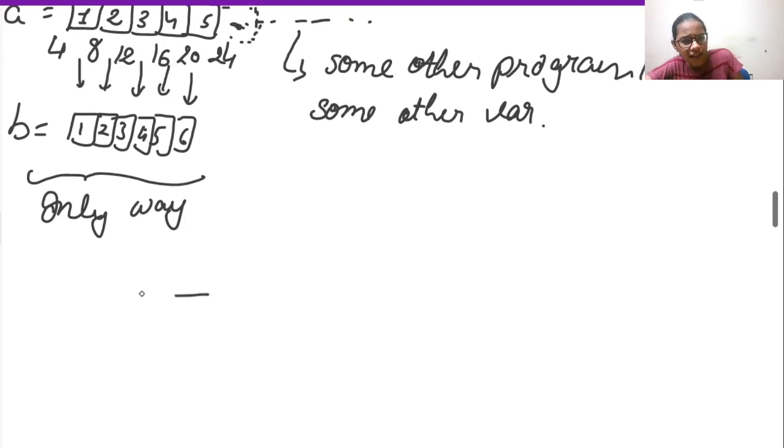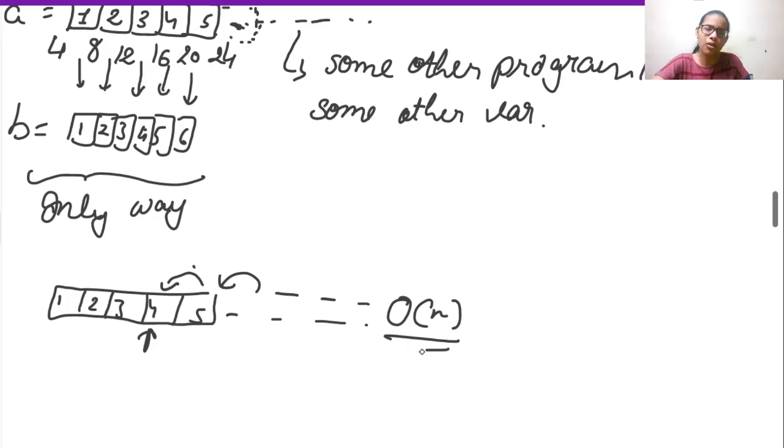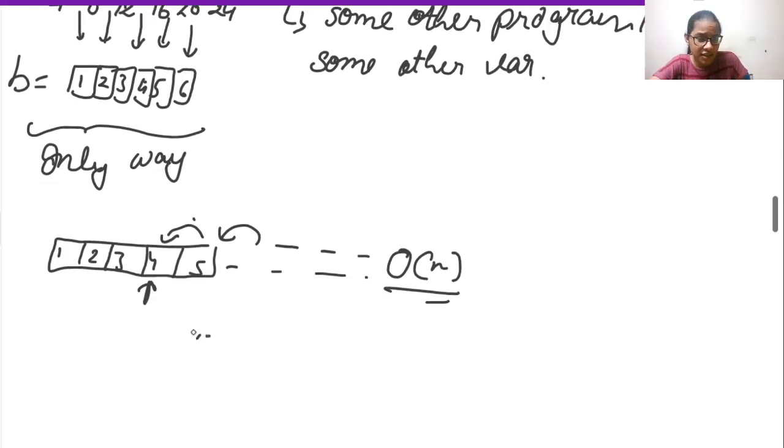Another problem in our arrays lies in deleting an element. Suppose we have 1, 2, 3, 4, and 5, and suppose I want to delete 4. How can I delete it? I have to shift all the elements succeeding 4 by 1. So I need to shift this element over here, and so on. And this process is a very tedious job. Its time complexity, I think, is O of n.